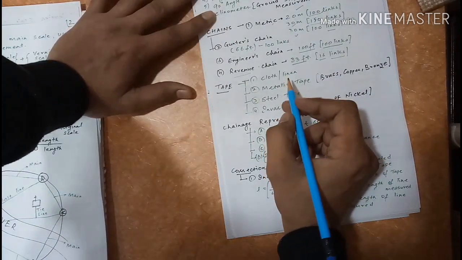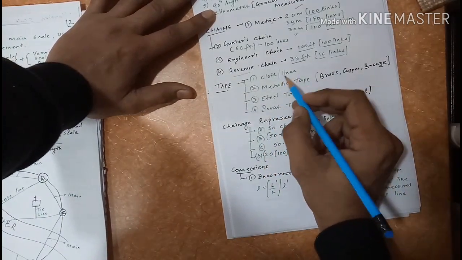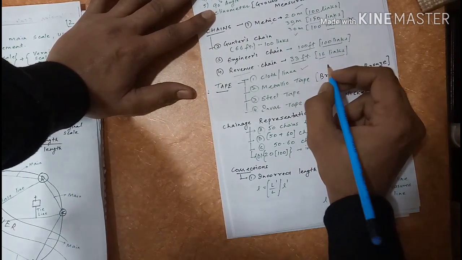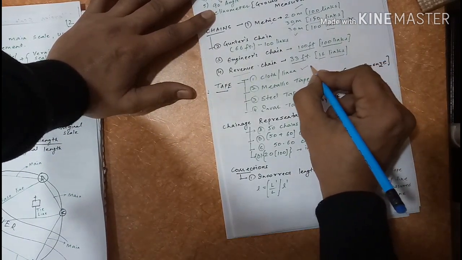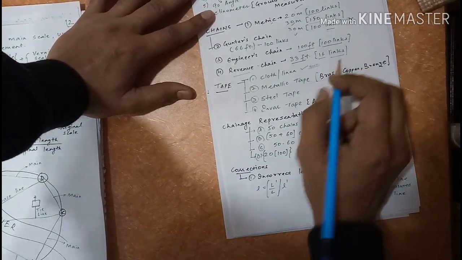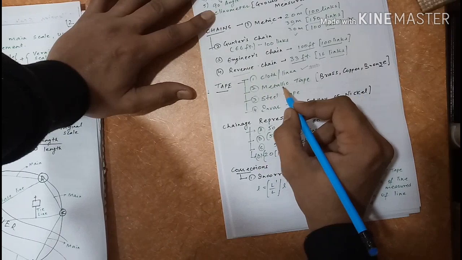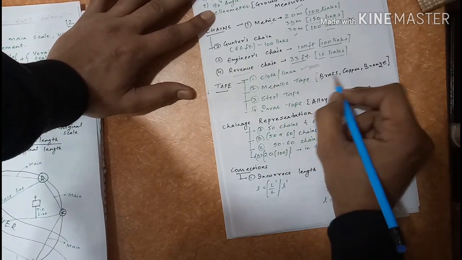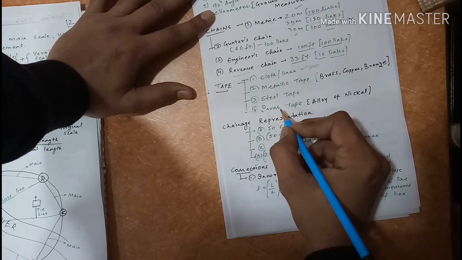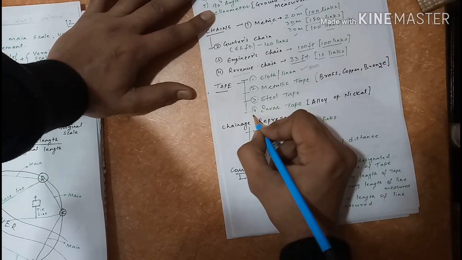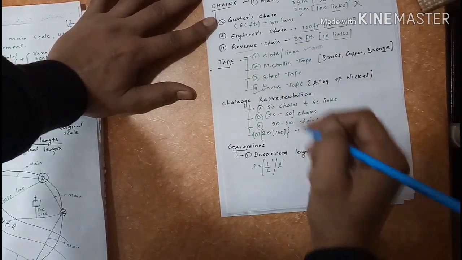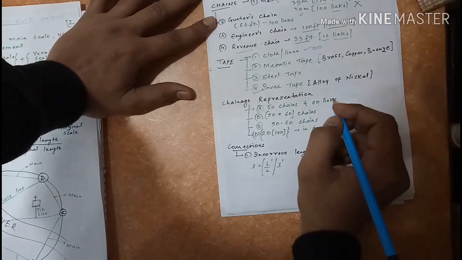Now coming to the tape, there are 4 types of tape. The first one is cloth or linen type. It has a mesh type of structure. The second one is metallic tape. The metals are brass, copper, and bronze. Steel tape. Then comes the invar tape, an alloy of nickel. This one is most widely used and best of all these 4.